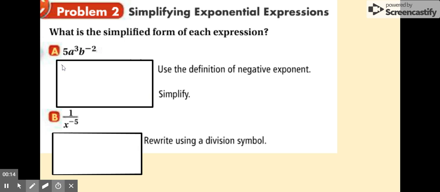So now we have no problem with 5 and 8 to the third power, but the problem is b to the negative second power. Some people say, oh, it's going to be negative 2b, which is not true. It's not a negative number. This negative in the exponent means that it tells you to flip the number or expression.